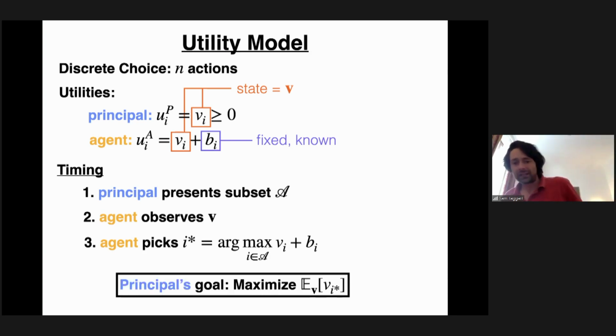So the principal's goal is to maximize the value that they get from the thing that the agent chooses. So if the agent chooses I star, they want to maximize their expected value from I star, in expectation over the unknown values and the thing that the agent chooses.